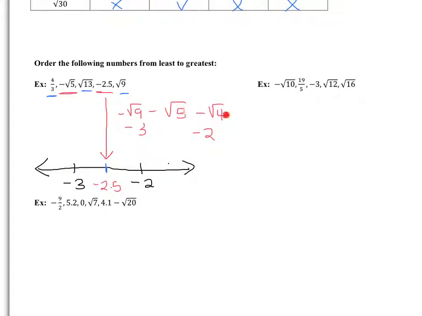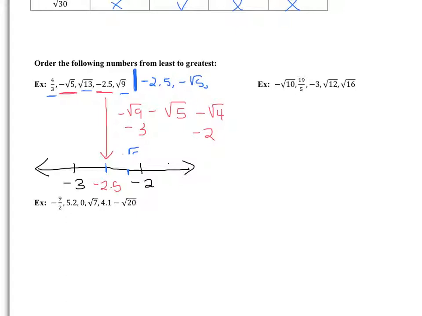But since 5 is closer to 4, and it's going to be somewhere in here, I know that the square root of 5 would be closer to the negative square root of 4, which is negative 2. So 2.5 was right in the middle, but the negative square root of 5 would be closer on this side. So I don't know quite where it would be, but I know it would be somewhere in here. No matter what, negative 2.5 would be farther left. For my final answer, which I'm going to start over here, I have negative 2.5, negative square root of 5.